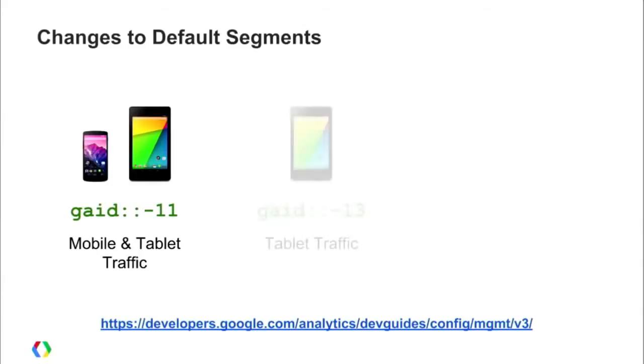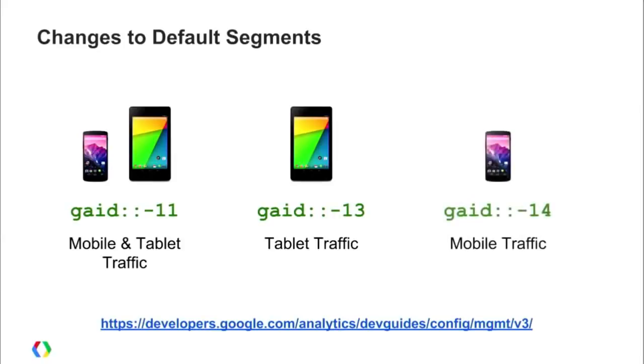We also made sure the naming is consistent. We have tablet traffic for the negative 13 ID. It's tablet only now, and the definition of that segment is device category equals tablet. The definition of negative 11 is device category equals mobile and tablet. And finally, we added a new default segment that did not exist prior to this change. It's negative 14, with the title mobile traffic, and its definition is device category equals mobile.